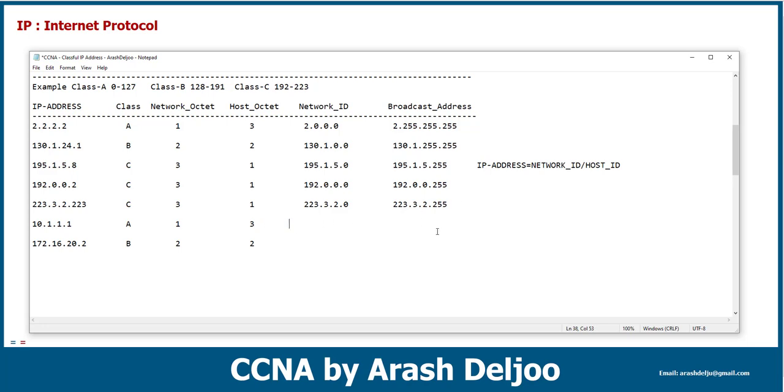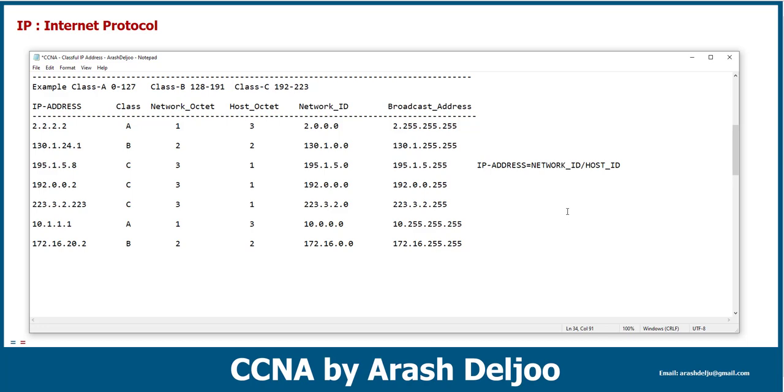After that, 10.1.1, this is a class A address. 10.0.0.0 is the network ID, and 10.255.255.255 is the broadcast address. After that, we have one class B address. 172.16 is the network ID, and we can use 00 for the network address. After that, 172.16.255.255 for the broadcast address. Look at here, because we are calling the first part of the address network ID, and the second part of the address host ID.